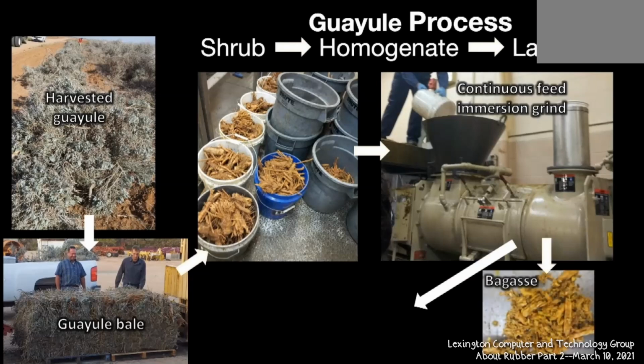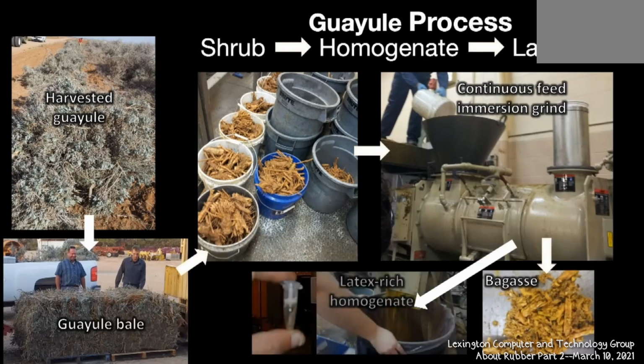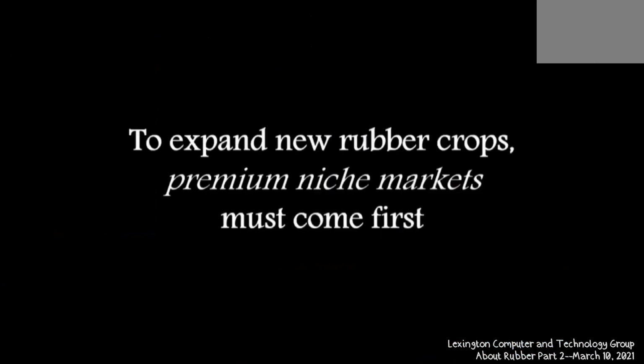And what we end up with is bagasse, very high energy, can use that for all sorts of things, and then also the latex. So this is like the milkshake, and we spin it, and that little tube there shows the latex, and that white is floating to the top like cream. So to do this in new rubber crops, premium niche markets must come first.